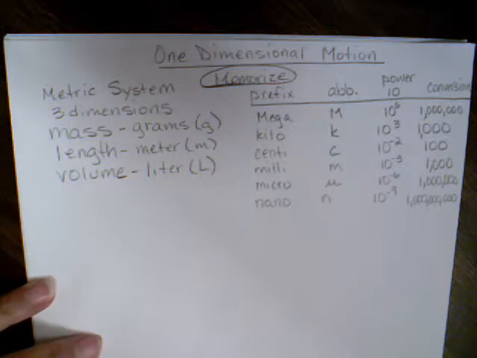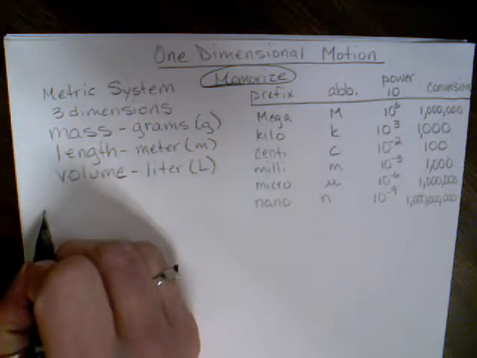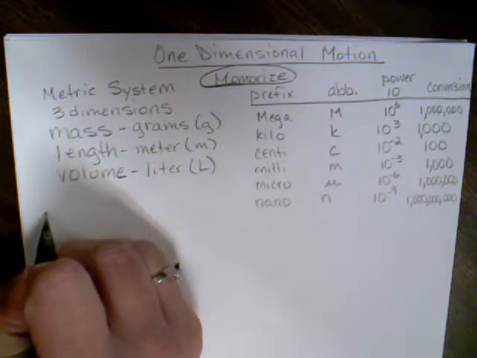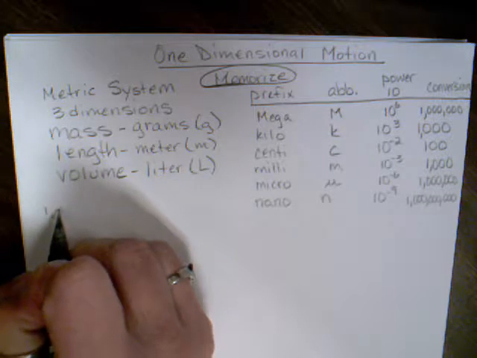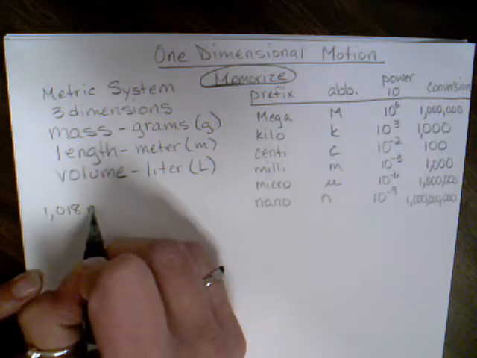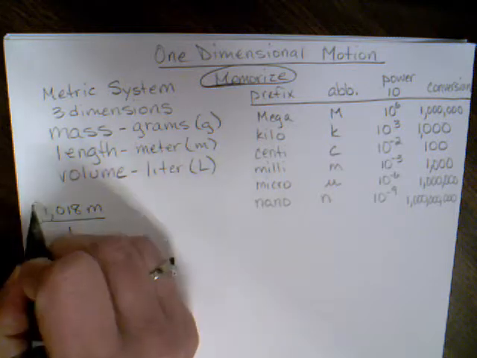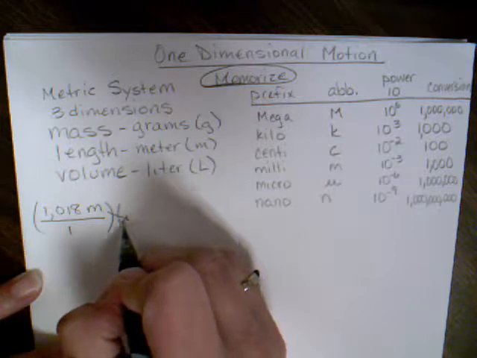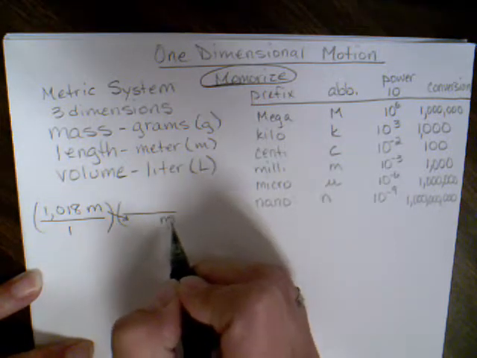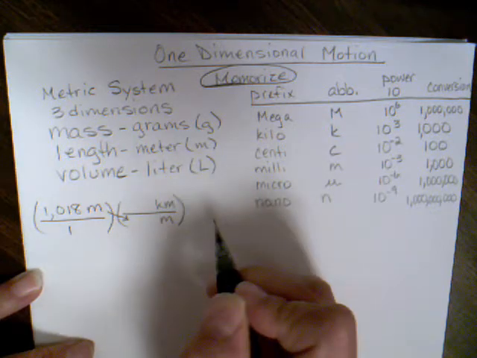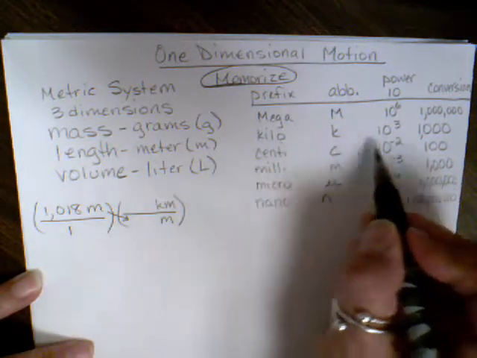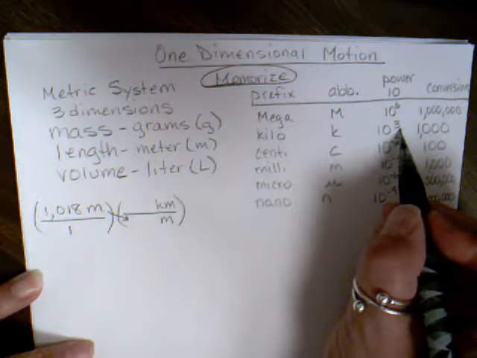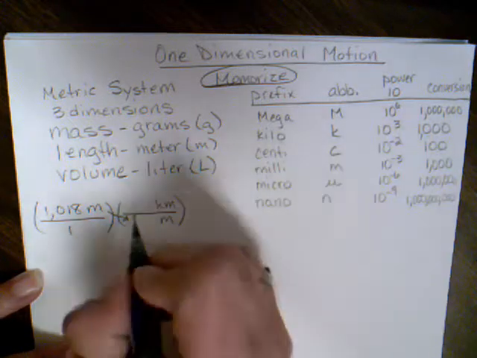You'll need to know how to convert between units. So for example, if you have 1,018 meters and you want to convert it to kilometers, we do what's called dimensional analysis. We want to bring down our unit to the bottom here. So the meter, we're converting to the kilometer. So we look over here, kilo, there's 1,000. The positive 3 indicates that the kilometer is bigger than the meter. So there's 1,000 meters in a kilometer.